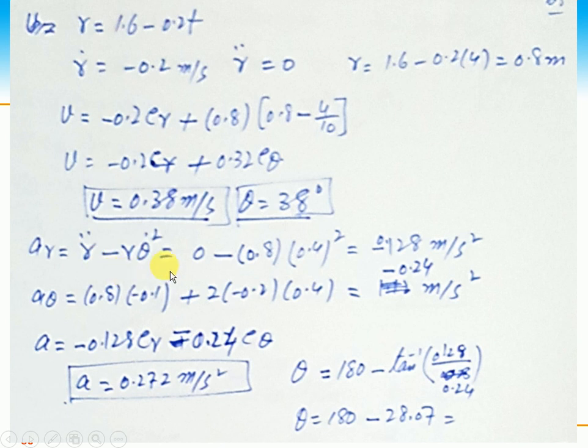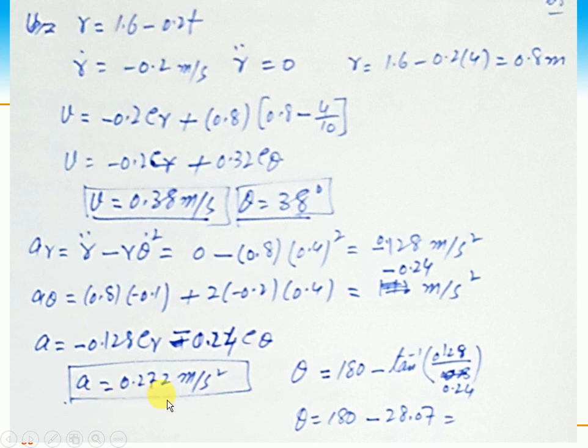a_r is equal to r double dot minus r theta dot squared. So r double dot is 0, minus r is 0.8, theta dot is 0.4. I get minus 0.128 meter per second squared. a_theta is equal to r theta double dot plus 2 r dot theta dot, which is minus 0.24 meter per second squared. The acceleration is minus 0.128 e_r minus 0.24 e_theta.